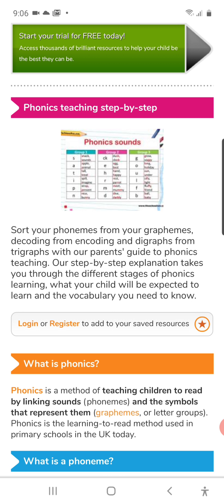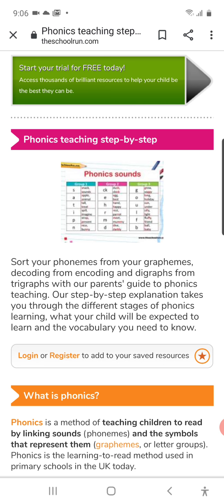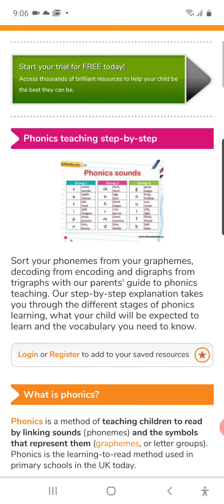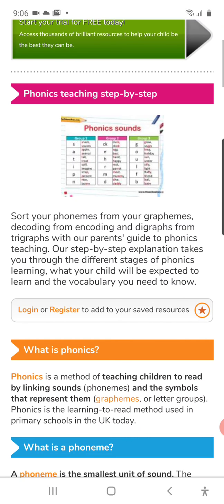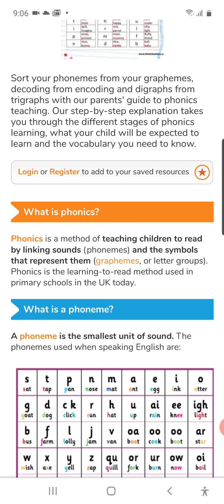Okay, so I'm calling the attention of early childhood teachers, grade 1 teachers. This will benefit you. This is phonics teaching, step by step. I would like to share with you one of the websites that I'm using, so that it's easy for us to teach our children. Especially for kindergarten, we use phonics.